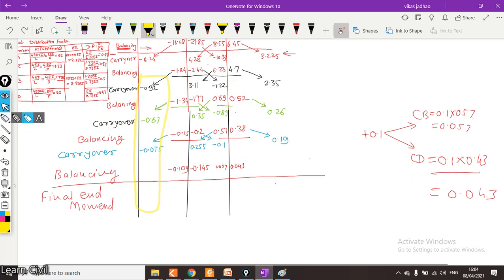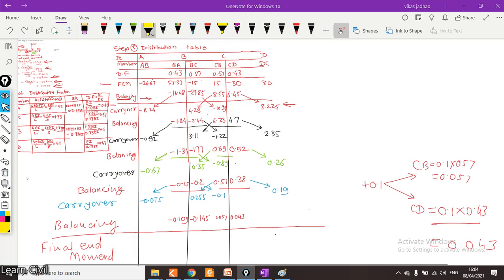So for the final bending moment here, you just add from this minus 26.67 up to this minus 0.0675. So this sum will be equal to minus 36.58. Similarly, for BA, add from this 53.33 to minus 0.109, so you will get the sum as 33.41.